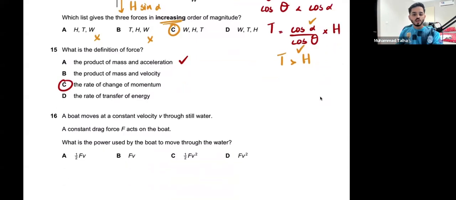16, a boat moves at constant velocity through still water. A constant force F acts on the boat. What is the power used by the boat to move through the water? Also, it's pretty simple, that it's force times velocity. That's one of these power formulas. That's the power developed by this force. So it's just Fv. P equals Fv is what we've used here.